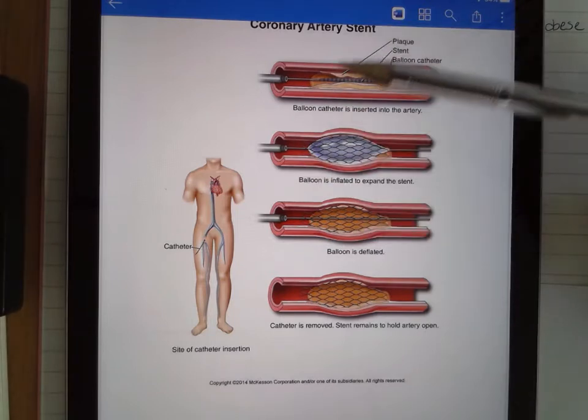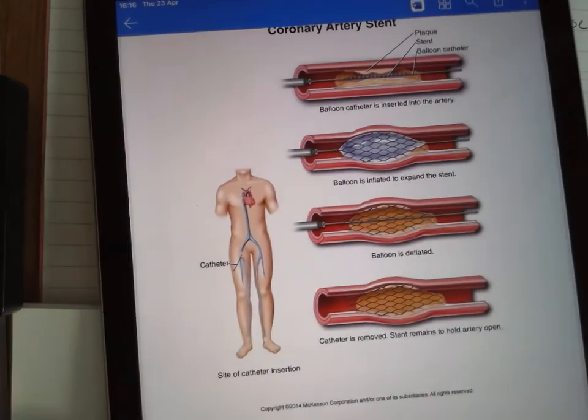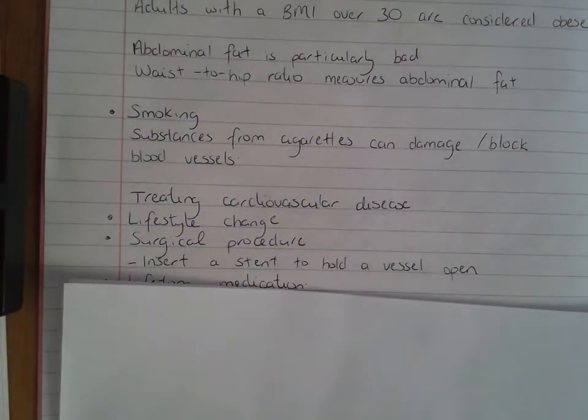So this coronary stent is used extensively for people who have blockages in their heart. Not blockages in their blood vessels. Okay, so that's one way of treating a blockage in a blood vessel.